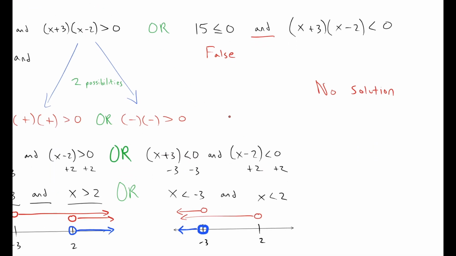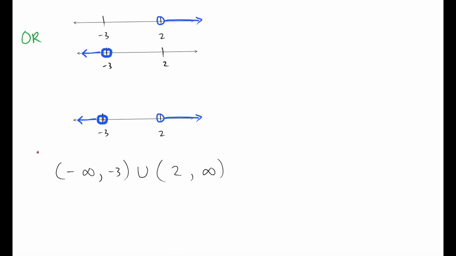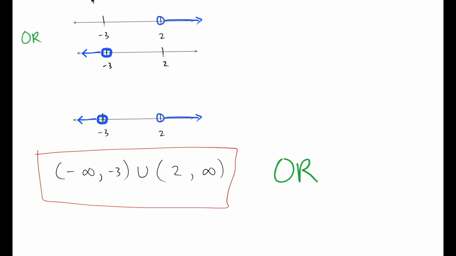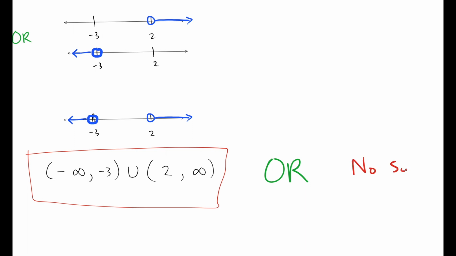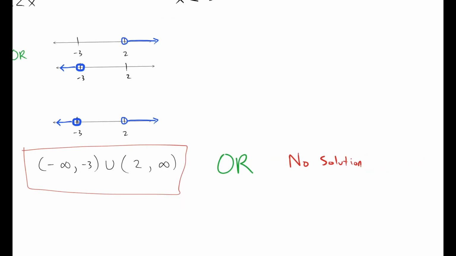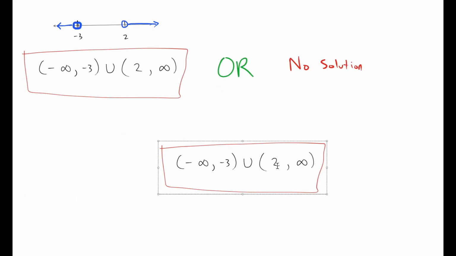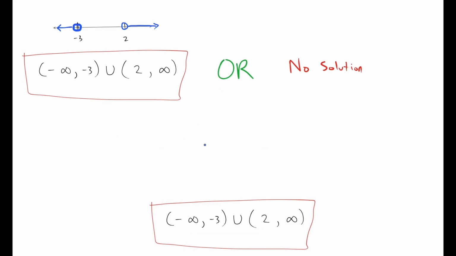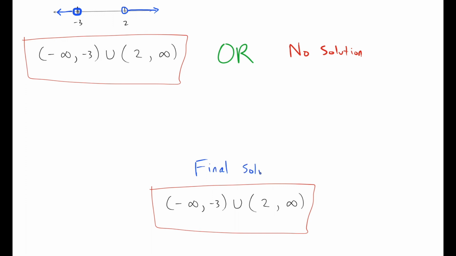Okay, so final results, we have this, or, because we have to put our left side together with the right side, no solution. But if we put the two together, anybody who's part of the left side or the right side is kept in our final result. Therefore, our final result should be just this left side. Let's check it on Desmos and see if that is correct.